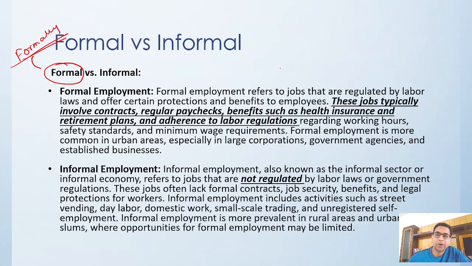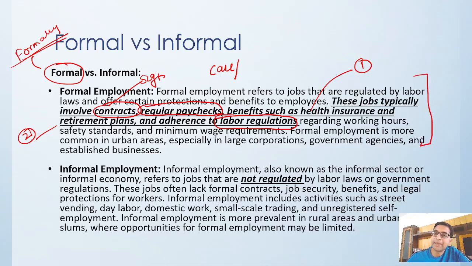Here, what happens in the formal employment? You will get a call, you will get a proper contract, you will sign the contract, you will get regular paychecks, monthly or quarterly or whatever the contract says. And along with that, some social benefits like health insurance, retirement plans, pension plans you will be getting, and labor regulations. The company will be following all the labor regulations. Normally, all the big companies come under this category because they have to adhere to all these regulations, right?